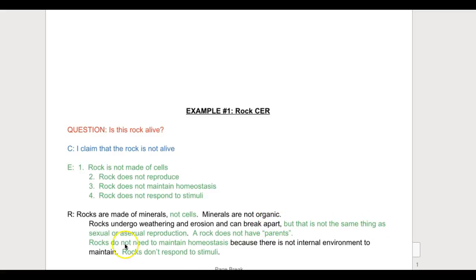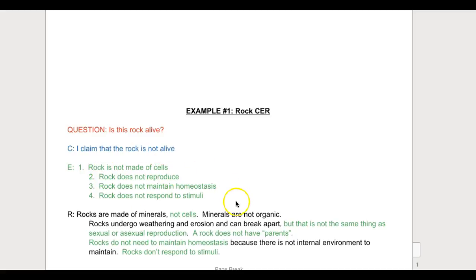Rocks undergo weathering and erosion and can break apart, but that is not the same thing as sexual or asexual reproduction. A rock does not have parents. Rocks do not need to maintain homeostasis because there is not an internal environment to maintain, and rocks don't respond to stimuli. If you notice in the green, I'm taking the exact information or the evidence pieces and writing it into my reasoning. Does that make sense? I hope it does. Basically, your reasoning is a broader, expansive set of information that explains the evidence.